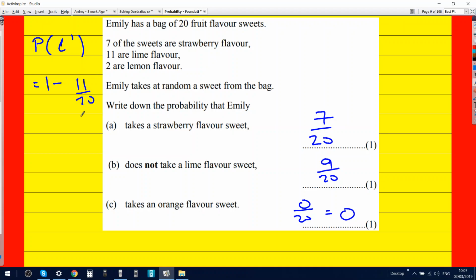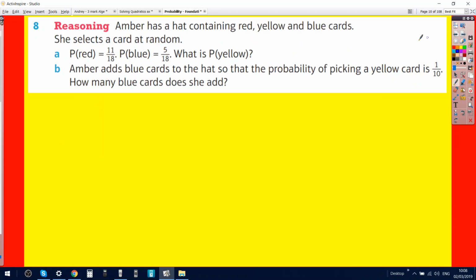So that's 11 over 20. And so you do basically 20 over 20 take away 11 over 20. And that's something that will always work, even for more complicated ones. If you have the probability of something, the probability of it not happening is just 1 minus that.